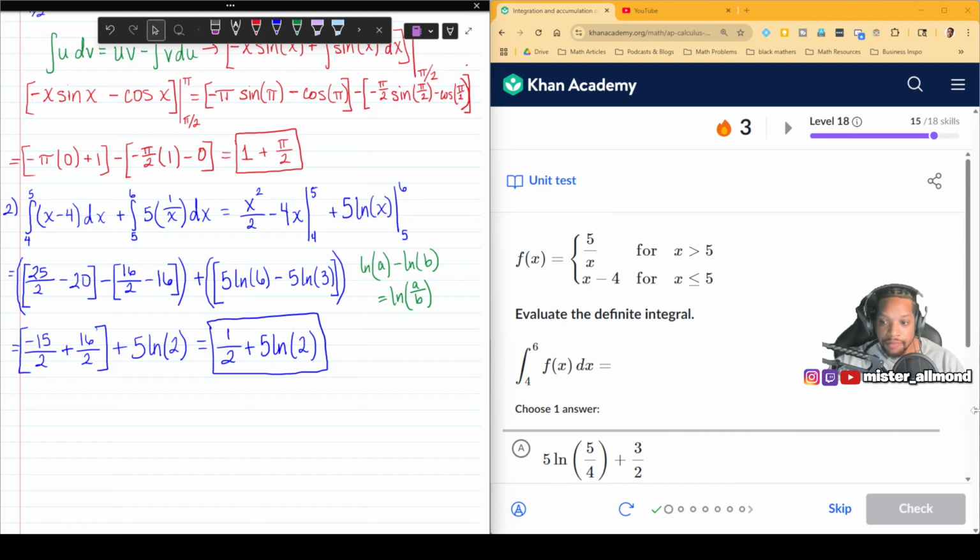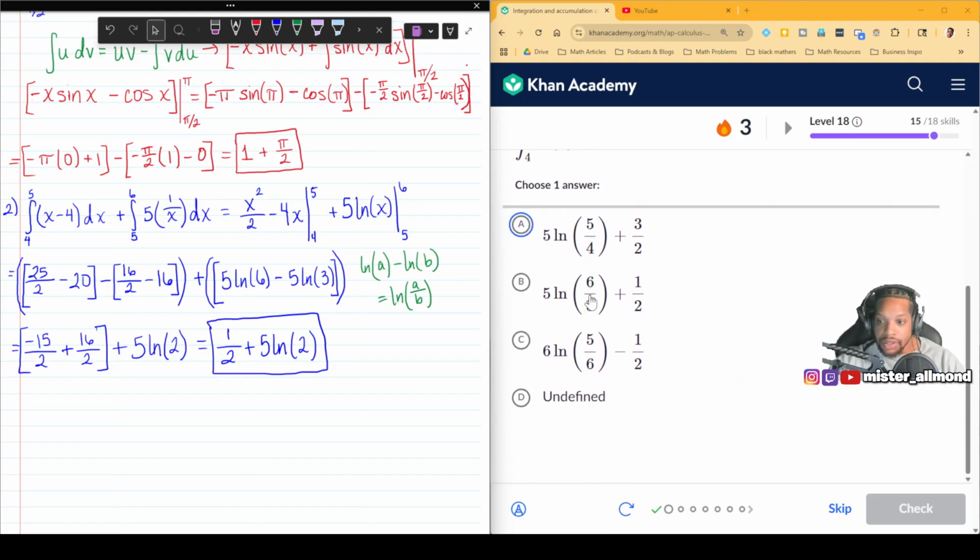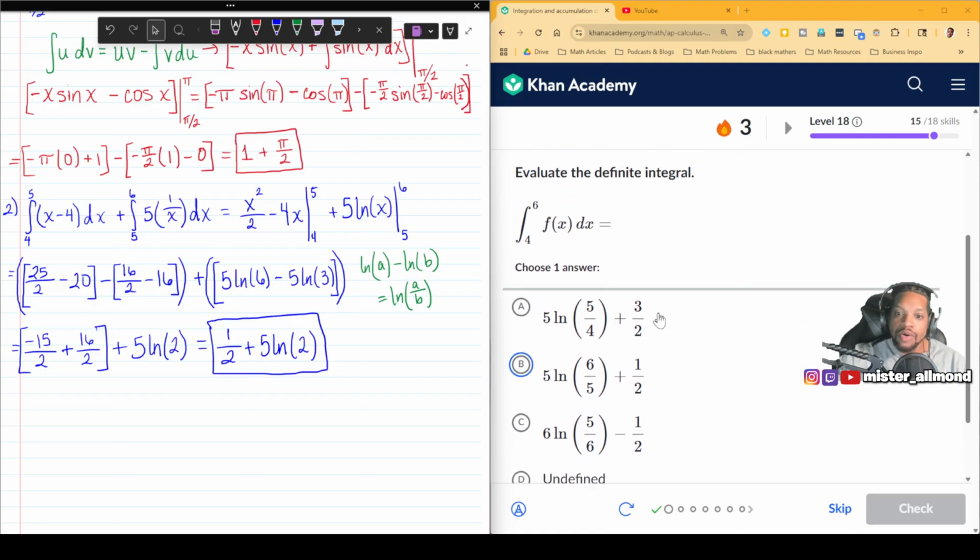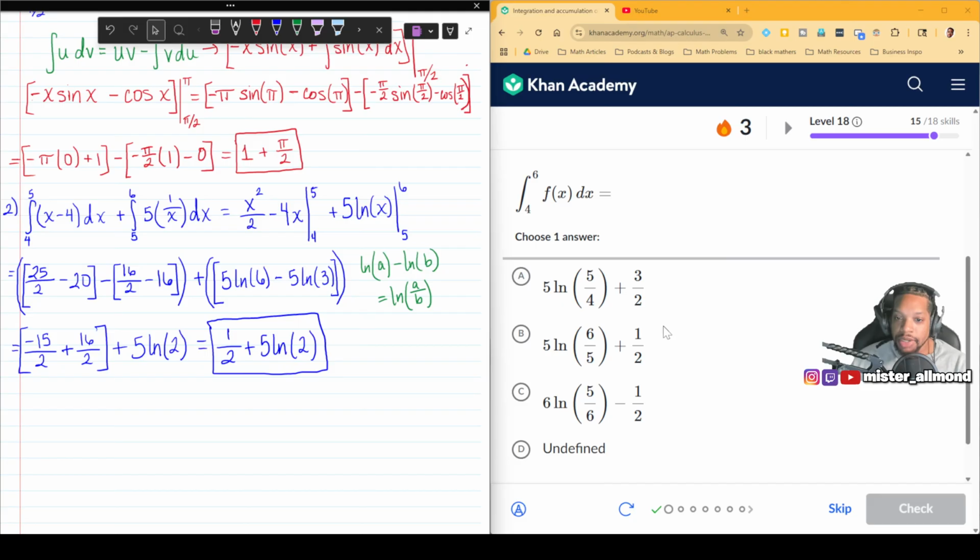Let's see. 5 ln of 5 over 6. Okay, let's see. Oh, I know what I did. I made a mistake. Where I put a 3, I should have put a 5. I don't know what made me write that. So it's ln of 6 minus ln of 5.